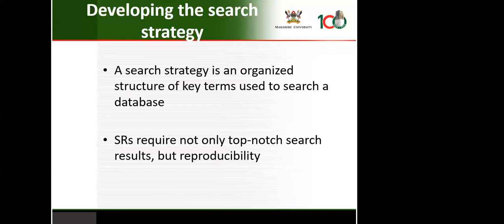And when I say the same results, you also have to bear in mind that databases like EBSCO, like PubMed, keep indexing new research every day. So when I search the EBSCO database today and I get 15 studies, it is very possible that if I search it tomorrow or next week, I'll get 17 or 20. So there is a percentage that is allowed in reproducibility because we keep getting new literature in databases every day.